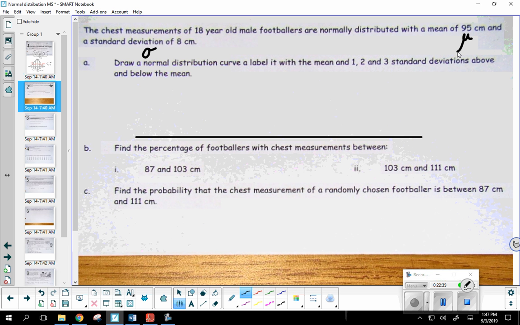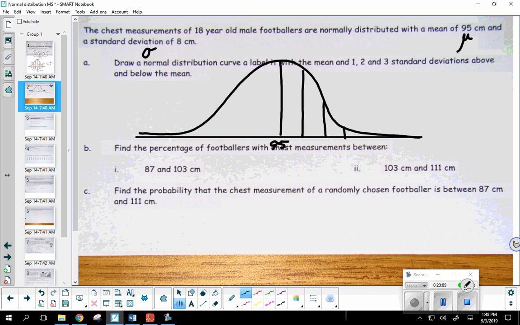Draw a normal distribution curve and label it with the mean and 1, 2, and 3 standard deviations above and below. Okay, well, a normal distribution curve is that bell curve that we were just looking at. So right here in the middle, at the very center, you're always going to put the mean. Remember, this is where the mean, median, and mode are all identical. So I'm going to put a 95 right here. So now I'm going to go 1, 2, 3 standard deviations above, and then I'm going to go 1, 2, 3 standard deviations below. But what is the standard deviation?